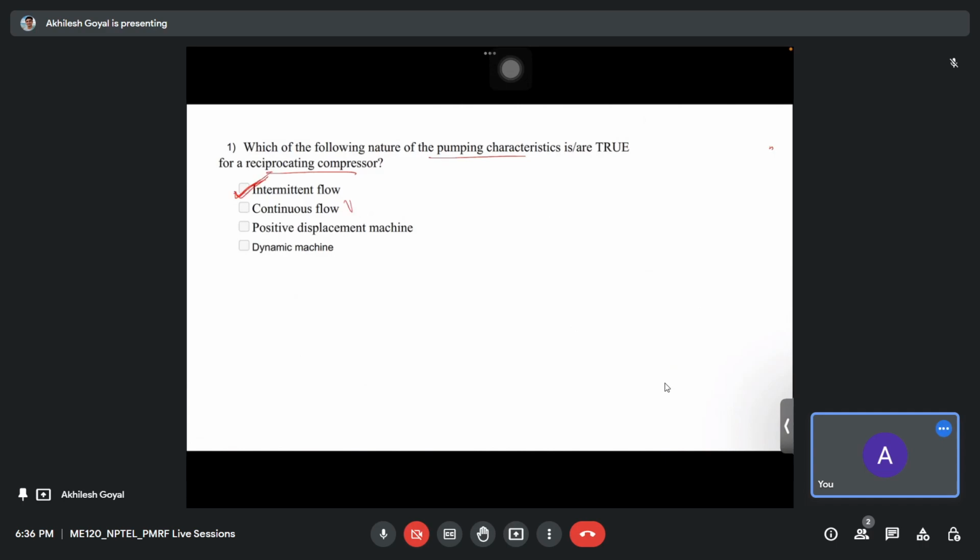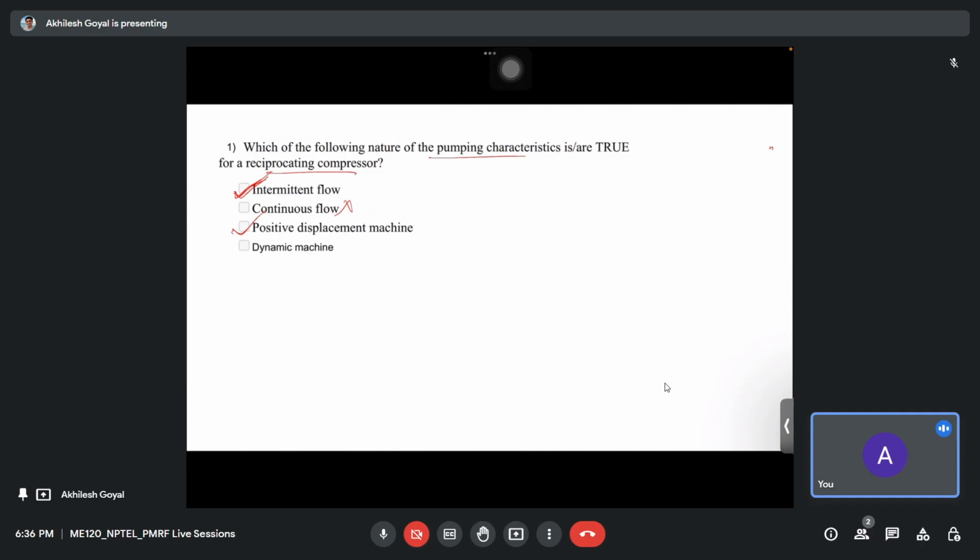Continuous flow, no. The positive displacement machines, yes, they are positive displacement machines. The compression happens because of the reducing area. As the piston moves up, the volume is reducing, and due to that reduction in the volume present, the compression happens. So that's why it is called positive displacement machines.